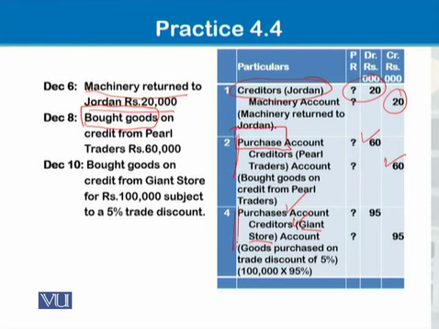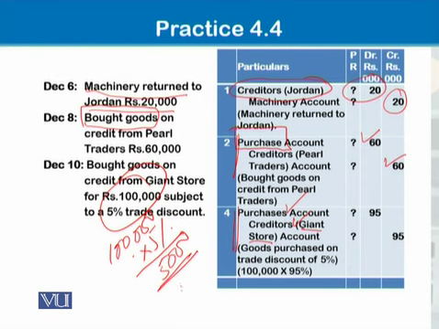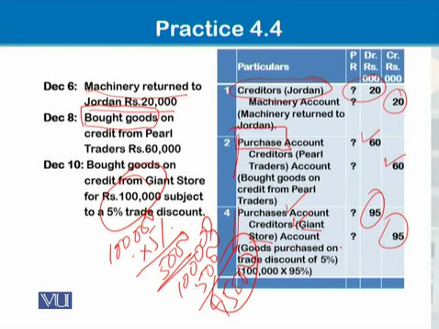Accounting entry is same, but the amount would be worked out with this trade discount effect. So 100,000 times 5% is giving us 5,000. So subtract this 5,000 from 100,000, you will get 95,000. So this is the discounted price 95,000, which would be taken in this accounting entry. Remember that trade discount is not accounted for in the books.